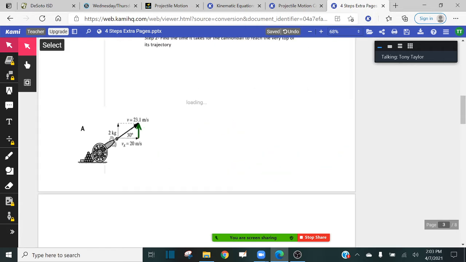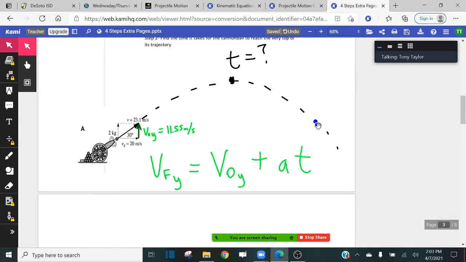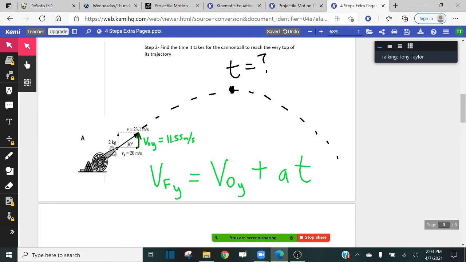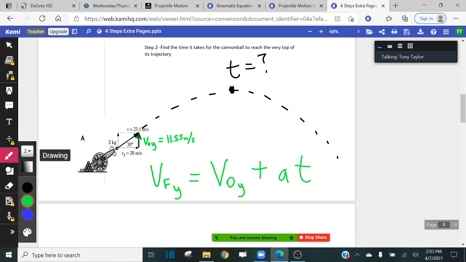Okay, guys, let us plug everything in to solve for the time it takes for the cannonball to reach the very top. We already know the initial velocity in the y direction. The initial velocity in the y direction was 11.55 meters per second. We've already found that.